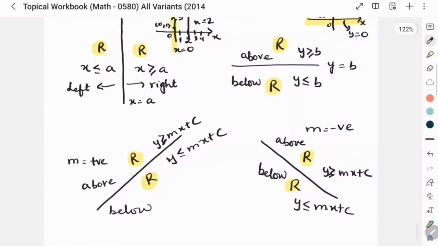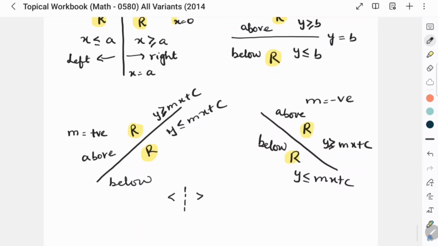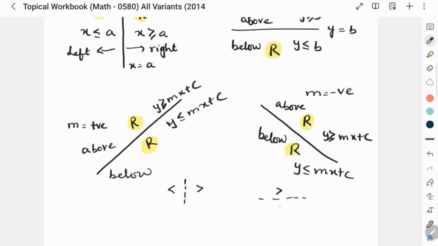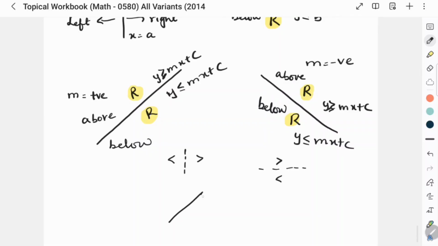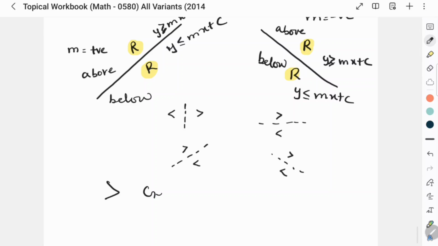Remember a few more things. The dotted line is only greater than or less than. You must have observed that only in vertical lines we look at right and left, but in every other line we just look at above and below to write down the inequality. Just to remind you, this is greater than and this is less than.